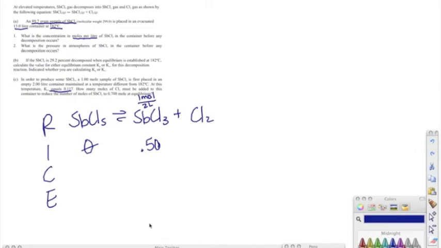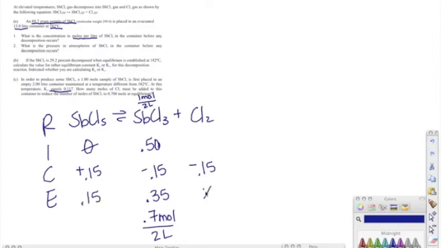If we want our final equilibrium amount to be 0.7 moles contained in a 2-liter container, that means our equilibrium concentration is 0.35 molar, which means this has gone down by 0.15. Cl2 must also have gone down by 0.15, which means SbCl5 went up by 0.15. So my final concentration of the SbCl5 should be 0.15 molar, and we don't know what chlorine is. If we solve this, we can add the 0.15 to it and get back to what we originally wanted. So let's do that.